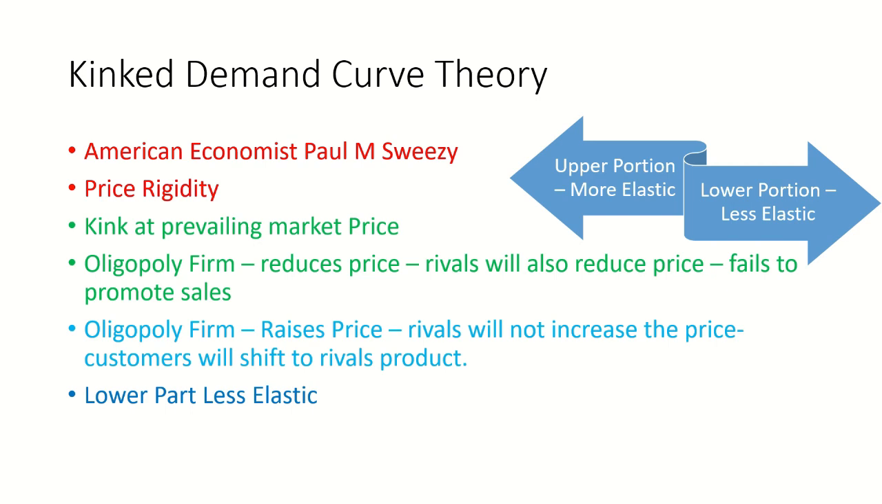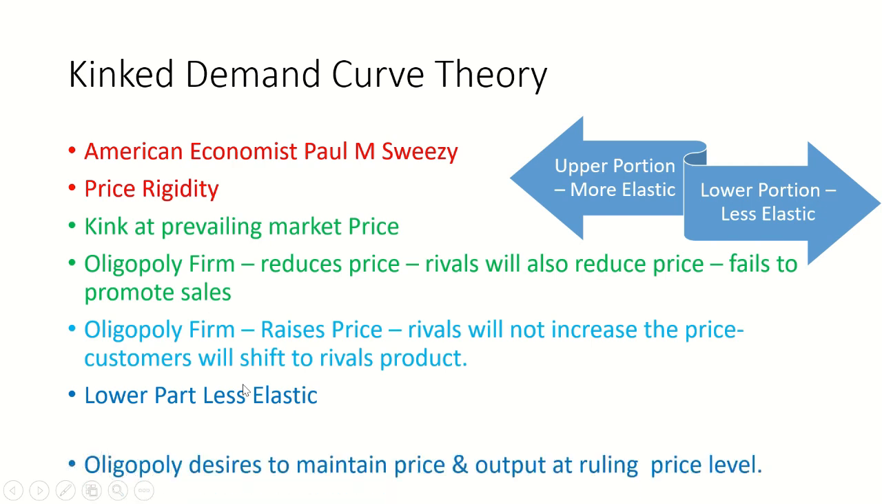Next, this kink separates the demand curve into two parts, that is the upper portion and the lower portion. The upper portion will be more elastic and the lower portion will be less elastic. Actually, these two are the reasons for the more elastic and less elastic portions.